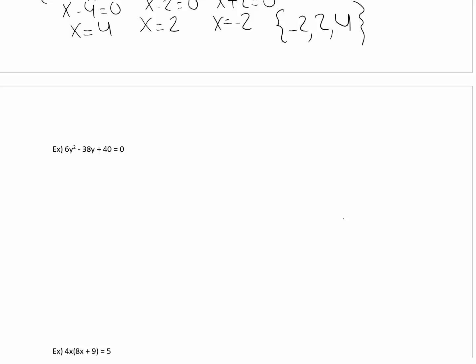In this video, we're going to continue our discussion with solving quadratic equations. So let's take a look at the first example. Is there a greatest common factor I can take out of all three of these terms other than 1? In this case, I can factor out or divide out a 2.